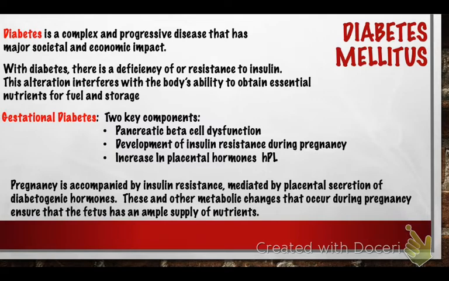So if she comes on board with diabetes already, or she develops gestational diabetes, the way that the baby is going to grow is going to be completely affected, because now we're going to have issues with that glucose that's going through the placenta.